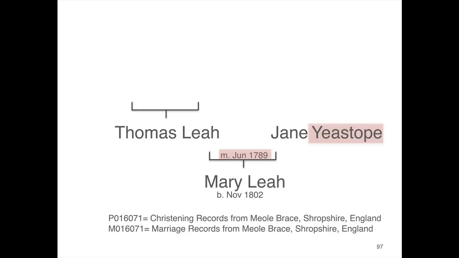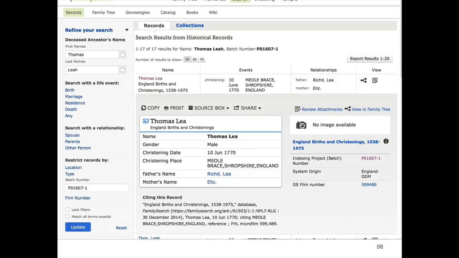which brings me to the next question. Can I go find Thomas's birth record? Because that'll tell me who his parents are and when he was born. Well, indeed I can. I'm going to go back. I'm going to put Thomas Leah. I've closed down the spouse. I've changed the batch number back to a P, and I did the search. And I found a record for Thomas Leah, male Brace. I find his christening date, and I find his father and mother's name, Richard and Elizabeth.